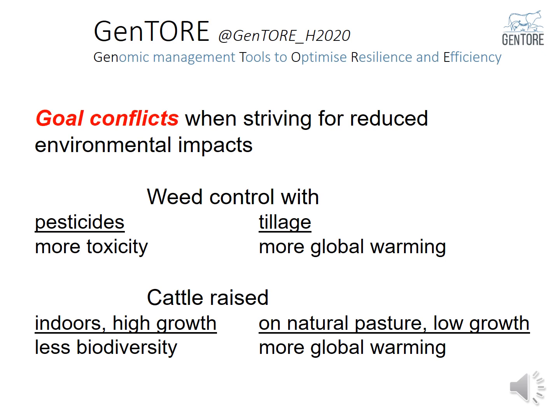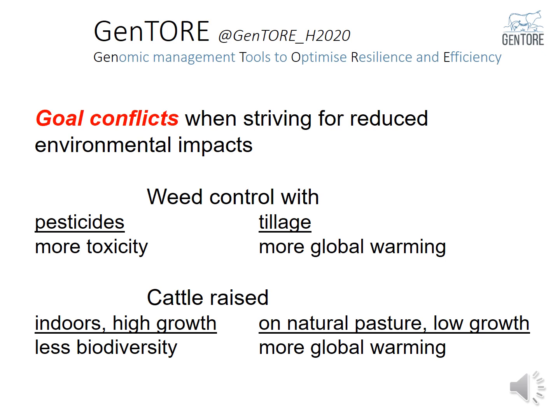Different production systems use more or less fossil fuel. In organic systems where no pesticides are used, weeds are controlled mechanically and more fossil fuel is needed for the tractor. But less toxic substances are spread in the ecosystem as pesticides are not used. That's a classical example of a goal conflict.